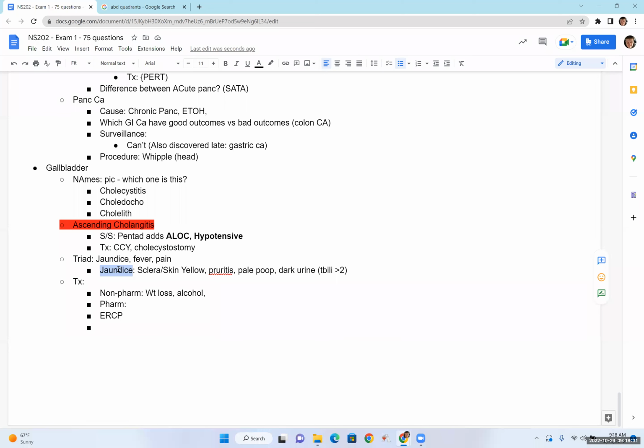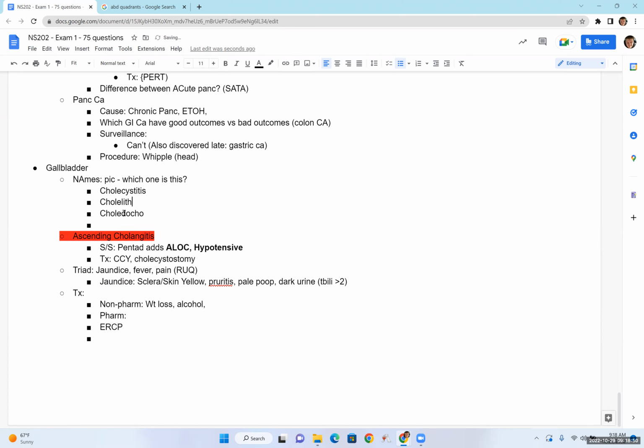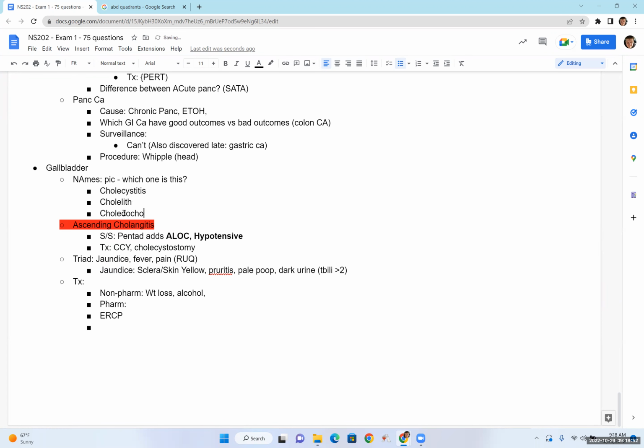And where's the pain at? Right upper quadrant, right? All right. So what's the difference between cholecystitis and choledocholithiasis and cholelithiasis? Cholecystitis is in the gallbladder. Just the gallbladder, and it could be stone or no stone. It's just that your gallbladder's upset for some reason, right?